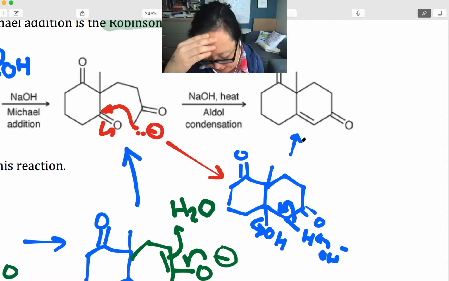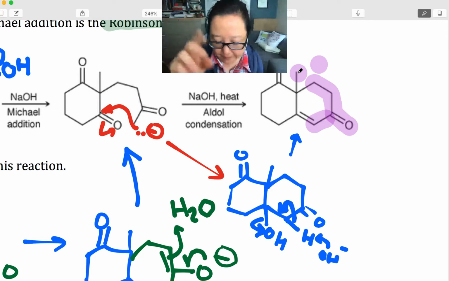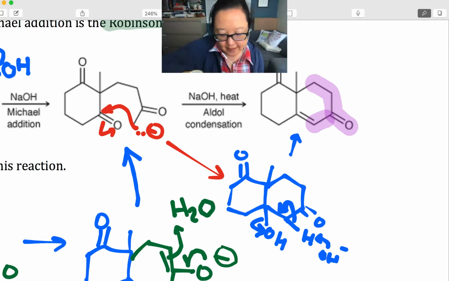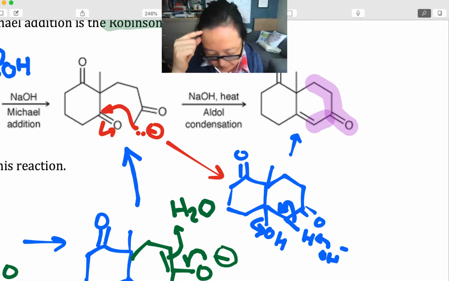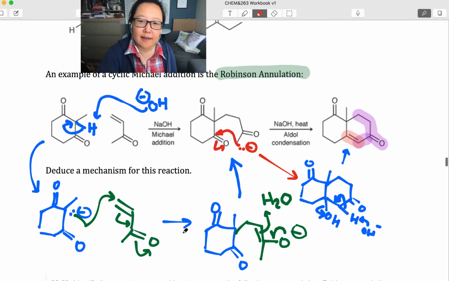And let's notice, what do we accomplish here? First, we alpha alkylated. So we added this group here as our first step. And then our second step was we closed the ring, and that was with an aldol reaction. And then the third part was to do that condensation.